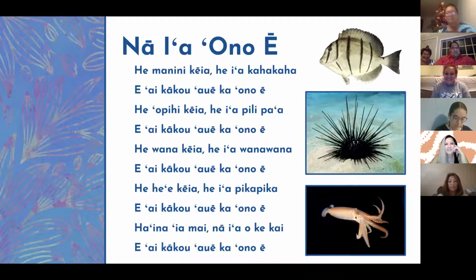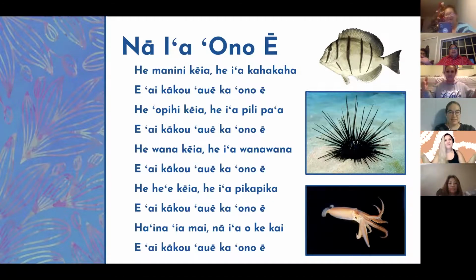So you're going to be leading us too with the motions, okay? Let's go over the motions real fast. Hemanini keia. Okay, so this is a manini fish, and it's a ʻia kaha kaha, a striped fish. Our motion is going to be like this. Follow along if you want. If not, just laugh at us being crazy. You're going to go like this. Hemanini keia. And then you're gonna go, heia kaha kaha, showing the stripes.